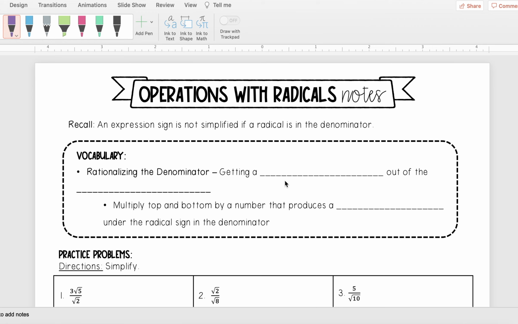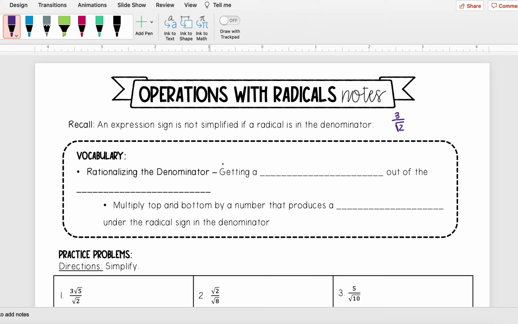Hello everyone. Today we are getting into a new lesson on operations with radicals. If you recall, an expression is not simplified if a radical is in the denominator. For instance, if I had 3 over the square root of 2, that would not be simplified because I have this radical in the denominator. To get rid of that radical, we do something called rationalizing the denominator.